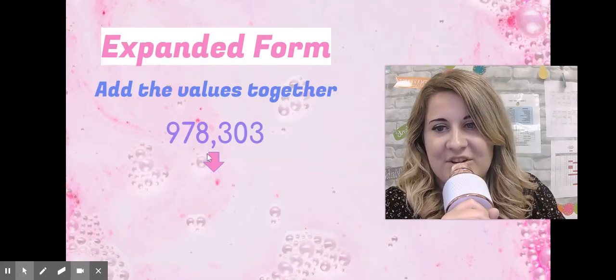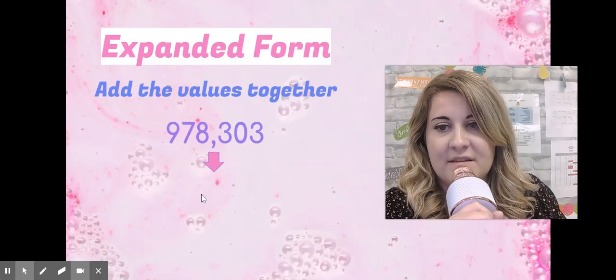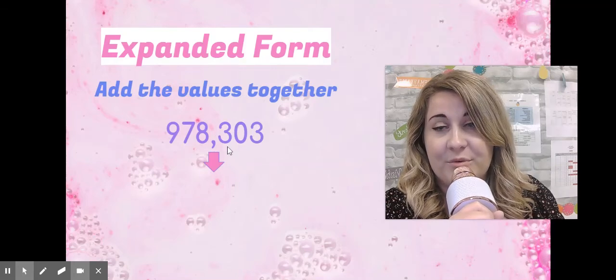You're going to change the 7 to a 0, the 8 to a 0, the 3 to the 0, the 0 to the 0, and the 3 to the 0. Drop your comma down. It's worth 900,000 plus drop your 7 down. The 7 is really worth 70,000. Drop your 8 down. The 8's really worth 8,000. The 3 is really worth 300.